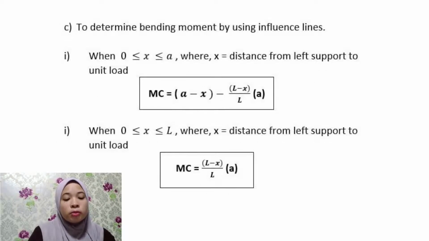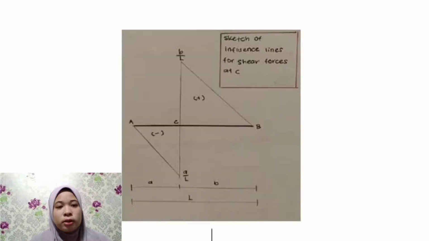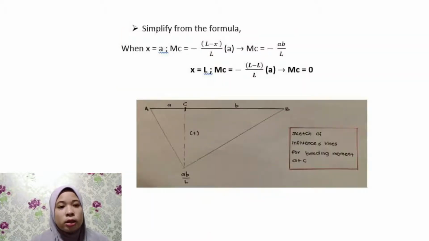C. To determine bending moment using influence lines. When x is more than or equal to 0 and less than or equal to a, where x is the distance from the support to the unit load, the formula is in the box. Second, when x is more than or equal to a and less than or equal to L, where x is the distance from the support to the unit load, the formula is in the box. Substitute x equal to a into the formula in the box, and lastly x equal to L into the formula in the box. And this is an example for bending moment.